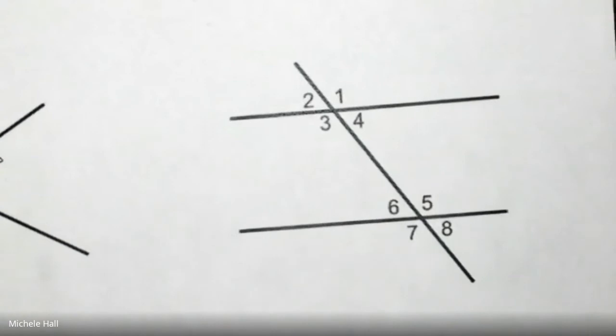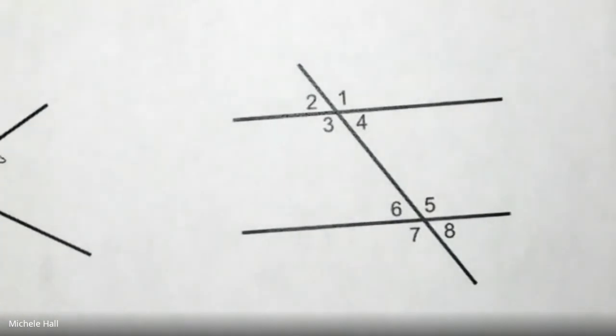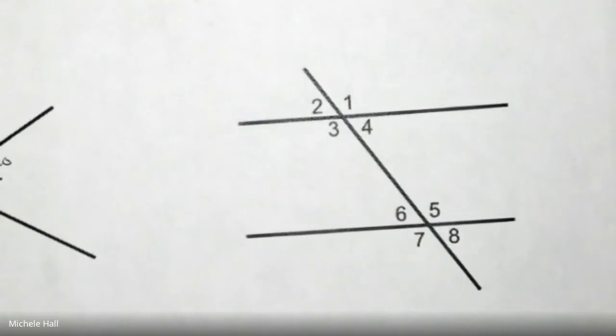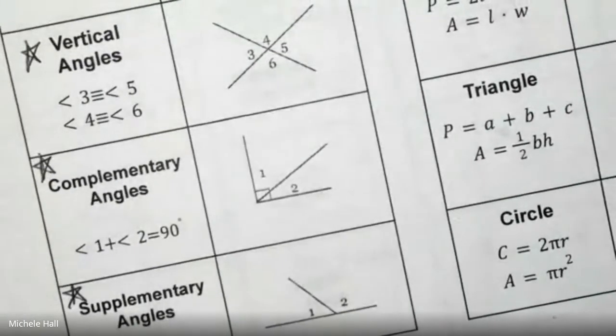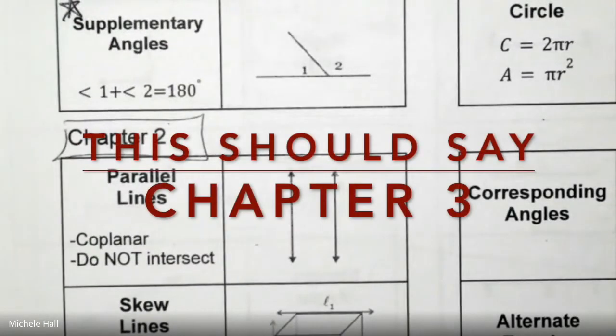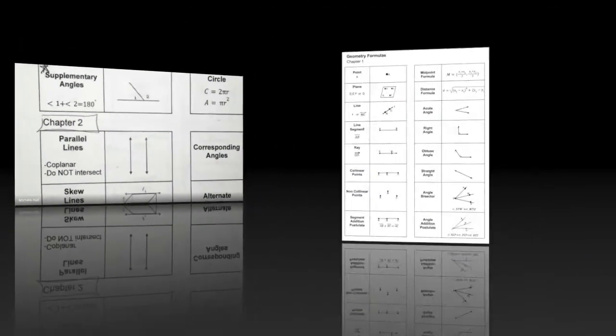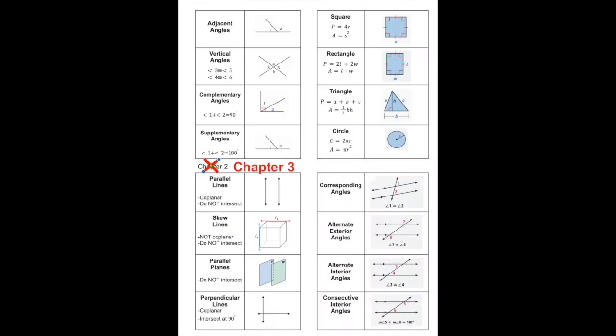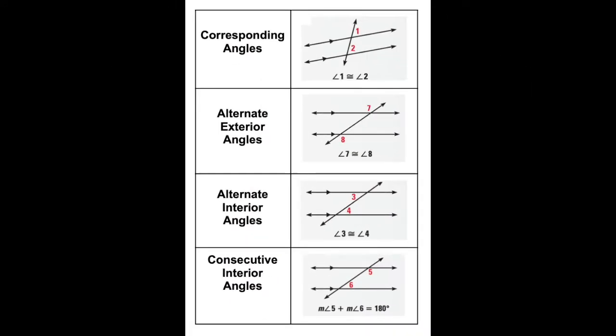And you know where you're looking in your notes on page 2. These are the new angles that we've had. It says chapter 2 on the second page. This is where chapter 2 starts, halfway down the page. And those should be right in the front of your book right now, Brandon. We're looking at corresponding angles, alternate exterior angles, alternate interior angles, and consecutive interior angles.